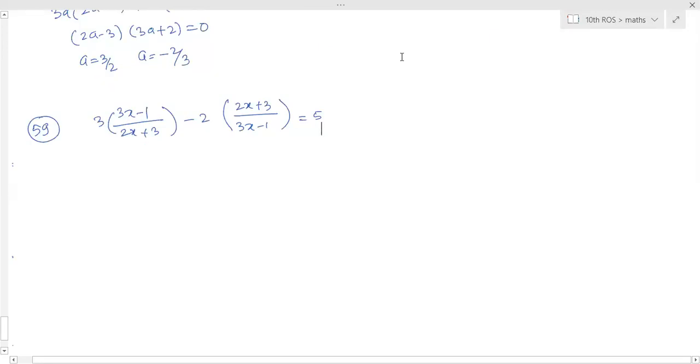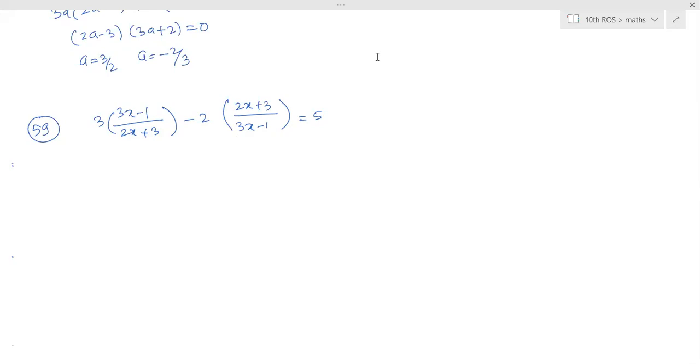Ma'am, for the other one, I'm able to solve both, but for both I'm getting minus 1. No, it's not possible to solve the second one. X is getting cancelled. So the second value of A might be wrong. Ma'am, I'm getting 1 by 2.